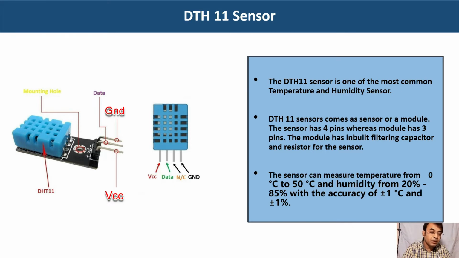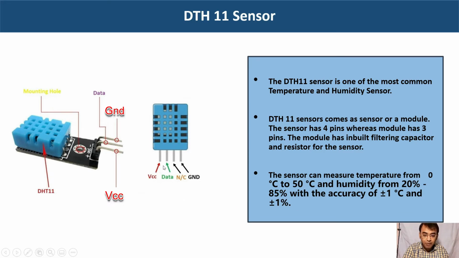DHT11 sensor. DHT11 sensor is one of the most common temperature and humidity sensors. DHT11 sensors come as a sensor or a module. The sensor has 4 pins, whereas the module has 3 pins. The module has an inbuilt filtering capacitor and resistor for the sensor. The sensor can measure temperature from 0 degree to 50 degree centigrade and humidity from 20% to 85%, with an accuracy of plus minus 1 degree centigrade for temperature and plus minus 1% for humidity.